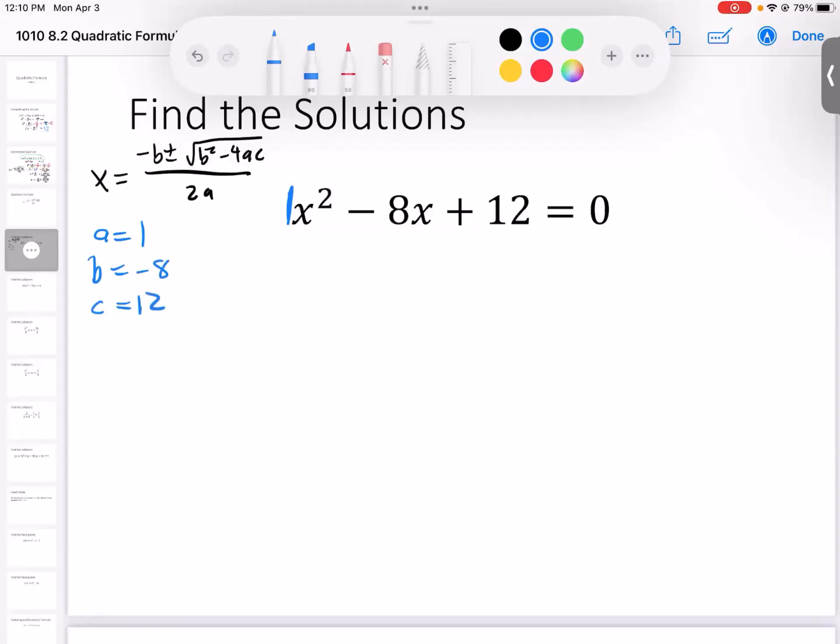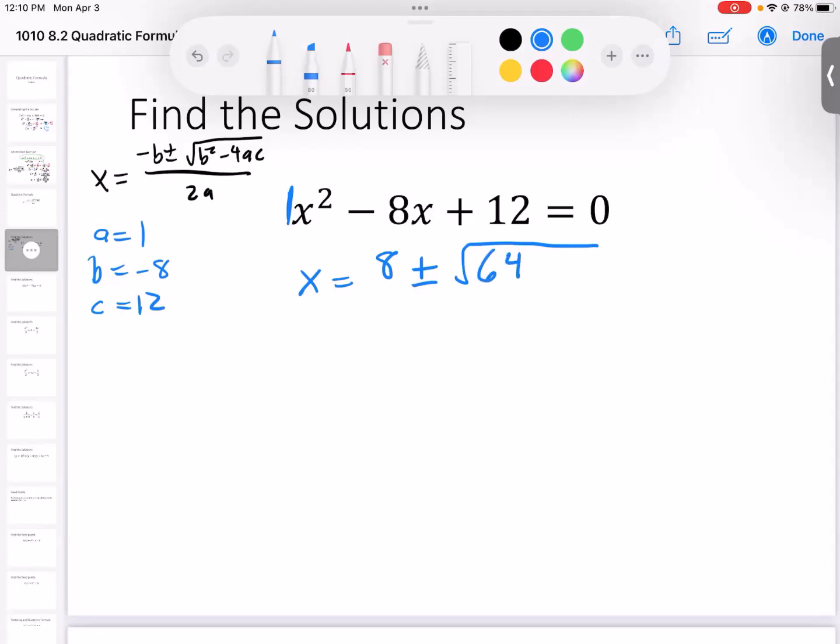Perfect. So I can say, okay, my solutions are going to be x equals negative b. So since my b was -8, what's negative -8? +8. So I'm going to have +8 plus or minus the square root of b squared. Now b was -8. What is b squared? 64. Is it going to be positive or negative 64? Positive, because you're squaring b and the negative is included in b. So -8 times -8 will give you a +64.